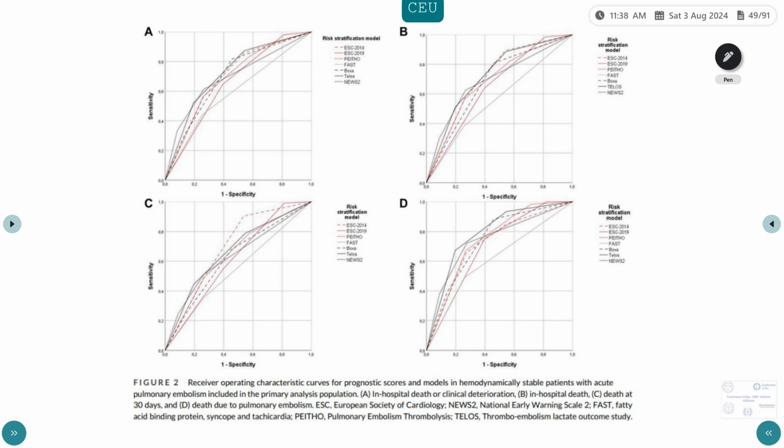Now that is again reflected in the ROC curves. As the ROC curve moves closer to the y-axis, which is the sensitivity, it is a better predictor. We can see that the TLOS, which is the black line, and the ESC, which is the dotted red line, or the straight red line, were more towards the y-axis. This means that these scores, ESC and TLOS, had good predictive value, as we saw in our C statistic as well.